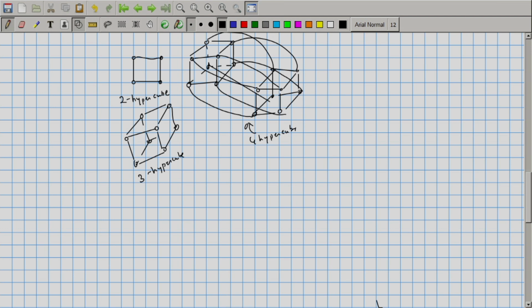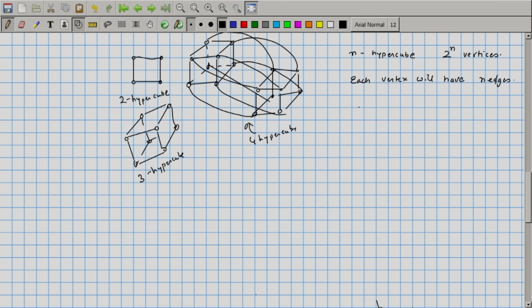There is another way of looking at the same thing. So, an n hypercube will have 2 raised to n vertices, and each vertex will have n edges. Okay. How do you construct such an object?